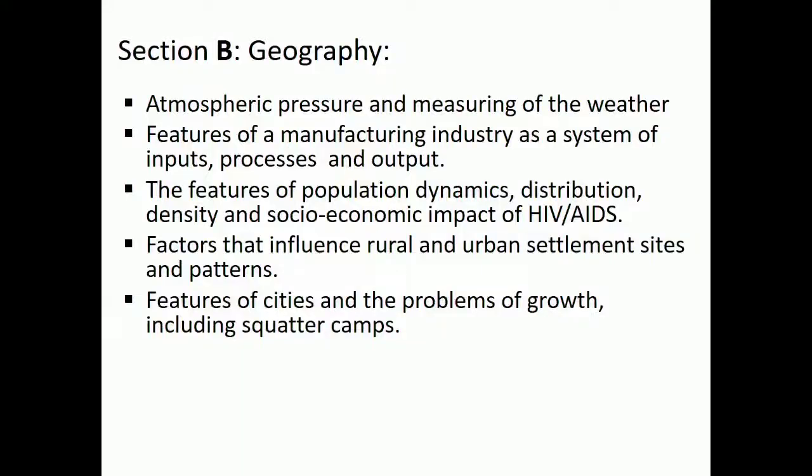So section B, geography. We have to look at atmospheric pressure and measuring of weather, features of the manufacturing industry as a system of inputs, processes, and output, the features of population dynamics, distribution, density, and social economic impact of HIV and AIDS, factors that influence rural and urban settlement sites and patterns, features of cities and the problems of growth, including squatter camps.